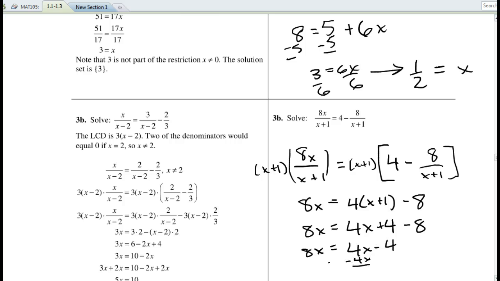Subtract 4x. So this will simplify to 4x equals negative 4. Divide by 4, that leaves us with x equals minus 1.